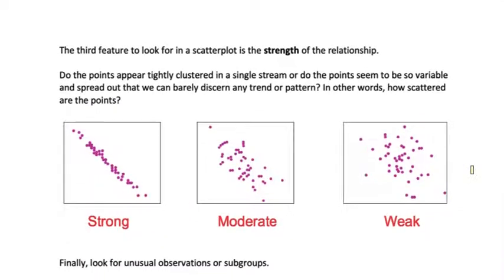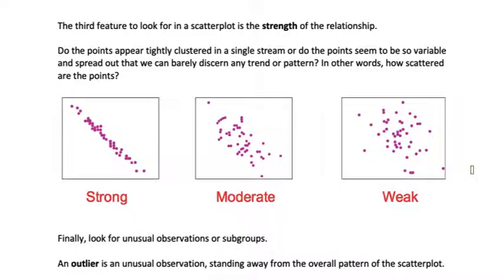The third thing to look at is the strength of the relationship, and this refers to how well the points fit a line or another shape. If they fit a line very well and you can clearly see a line that would go through the points, then we say that the association is strong.